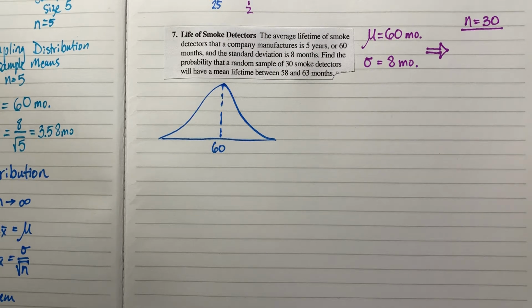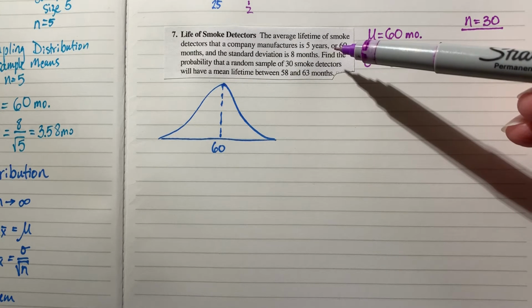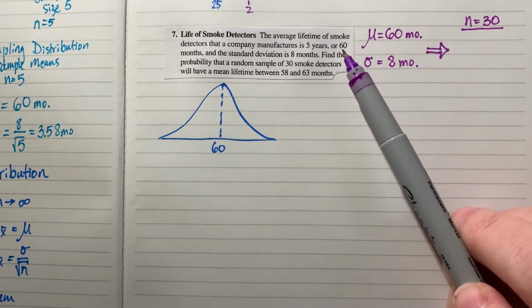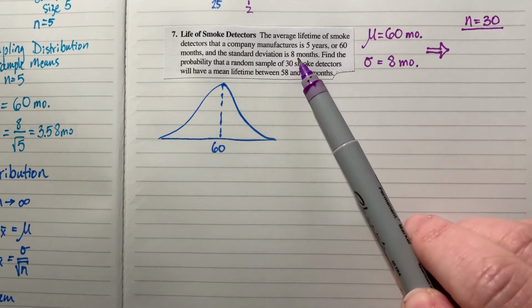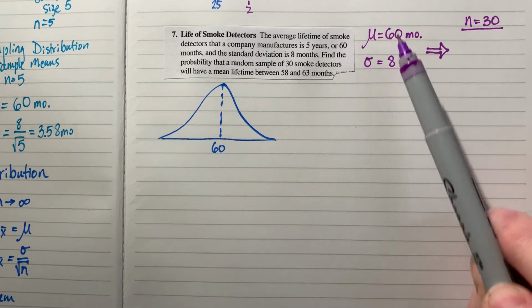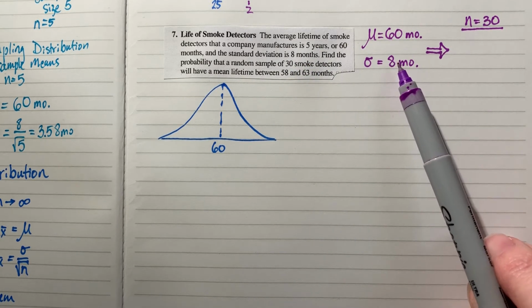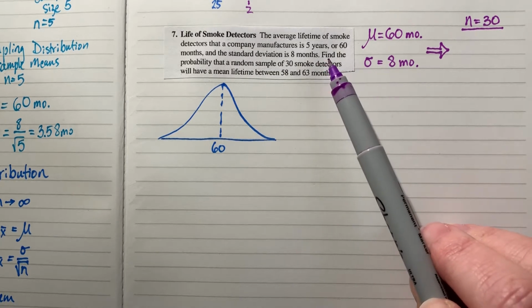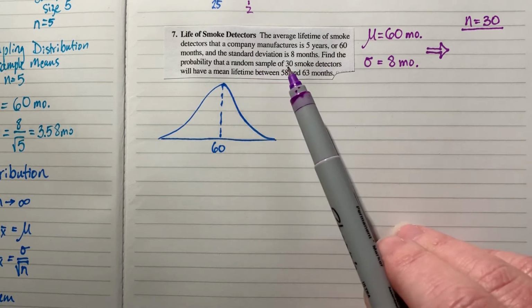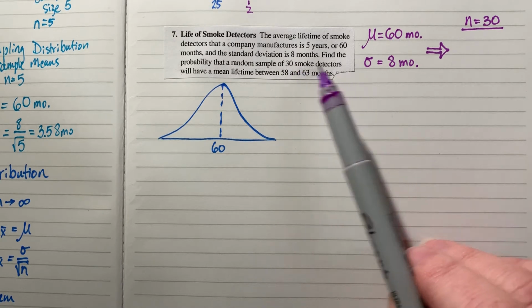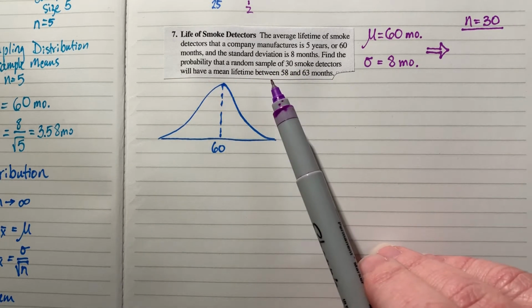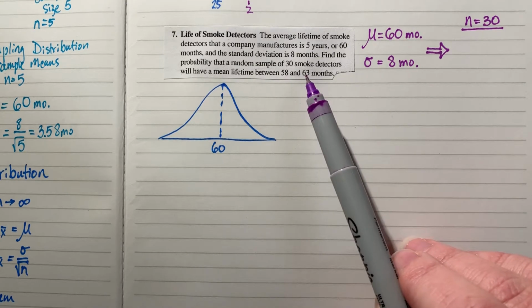The average lifetime of a smoke detector that a company manufactures is 5 years. Now, this is very important that they give us this information in months because the standard deviation is also in months, okay? So these are the things that are given about our population distribution. And then they ask us to find the probability that a random sample, okay, of 30 detectors is going to have a mean lifetime between 58 and 63.